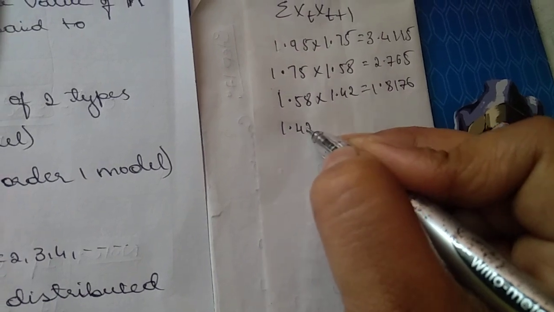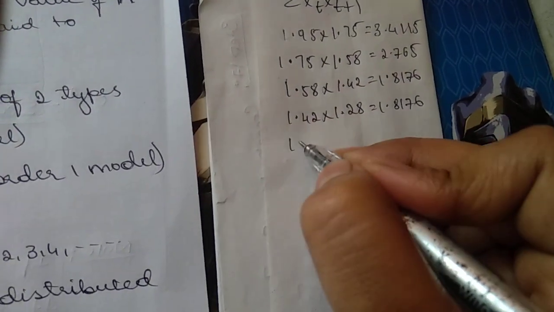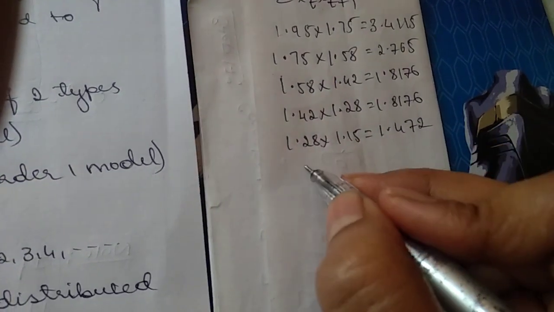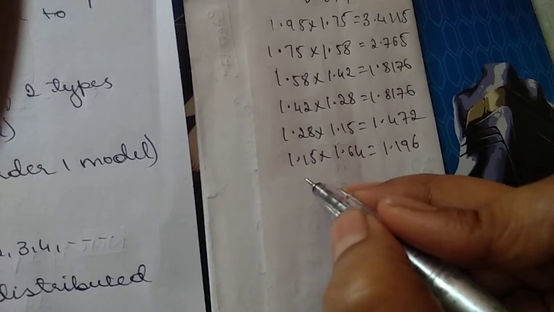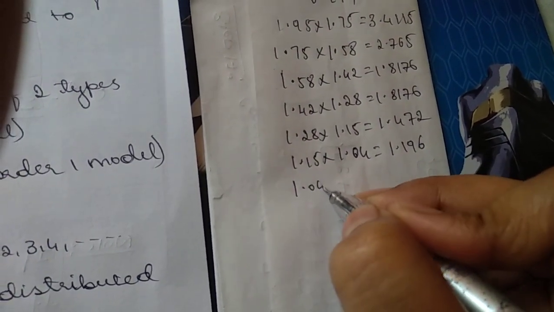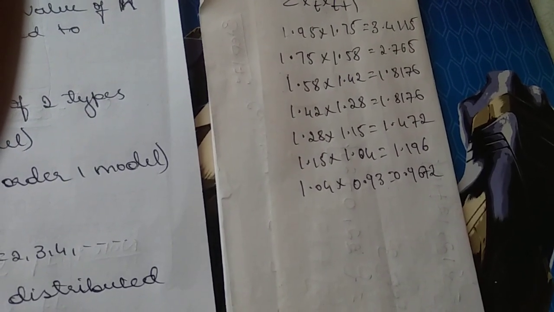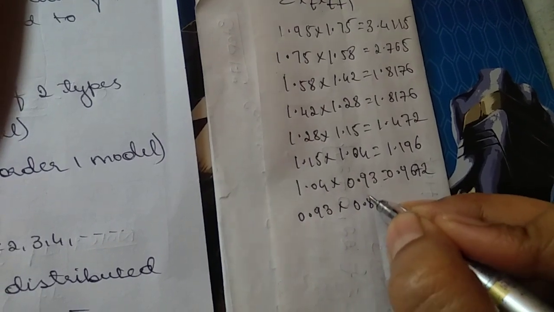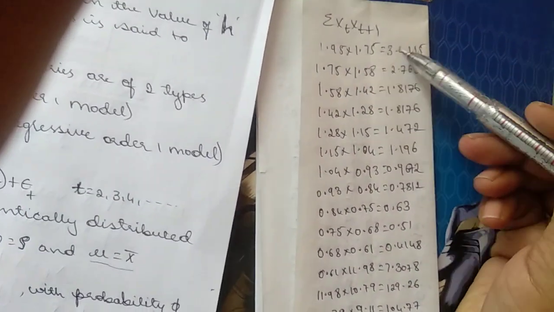In the same way, 1.42 into 1.28, that is 1.8176. Then 1.28 into the next number, and all the 20 numbers you have to take. Then 1.15 into 1.04, sorry, this is 1.04 into 0.93, 0.9672, then 0.93 into 0.84. In this way, we have to calculate the multiplication of all the numbers, the current number and the next number, like that we have to do all of these.